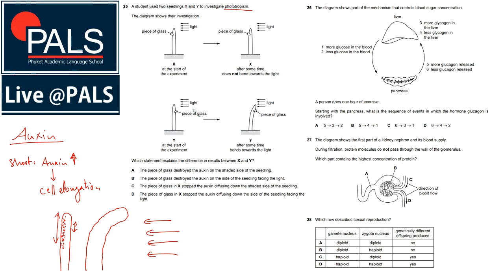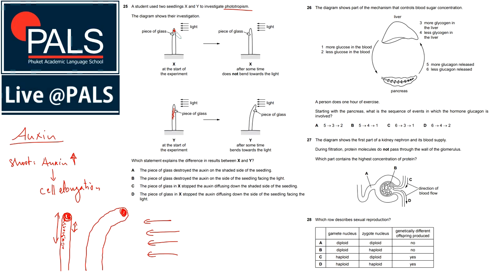So we can see this works in Y because here the auxin is able to spread towards the cells on the shaded side, causing cell elongation, and our shoot bends towards the light. In experiment X, this does not happen because the piece of glass prevents the auxin, which is produced, and this is something I should have mentioned, auxin is only produced in the tip of shoots. So only here in the tip of the shoot is where auxin is produced. So the auxin produced in the tip is not able to diffuse further down, because the glass piece blocks it.